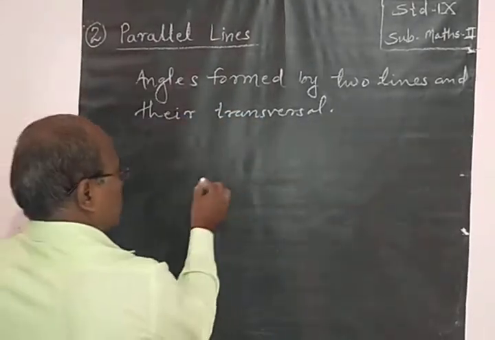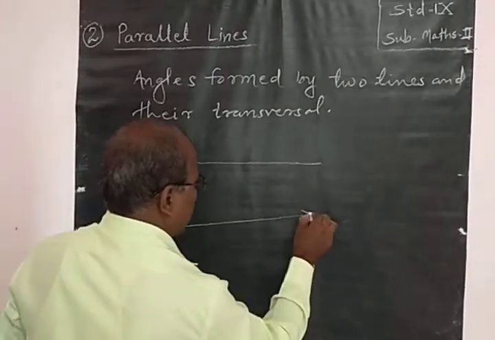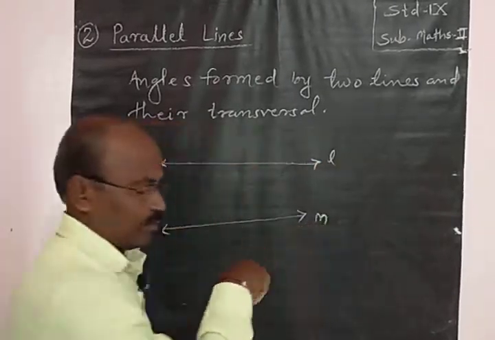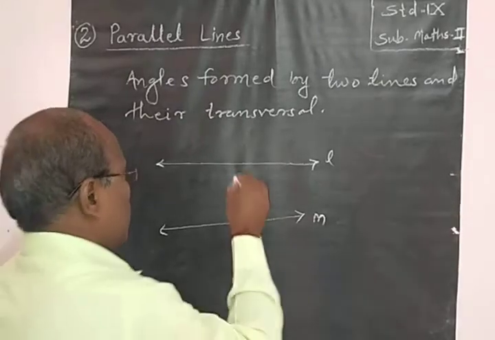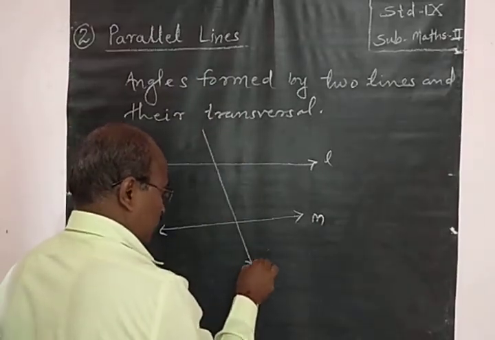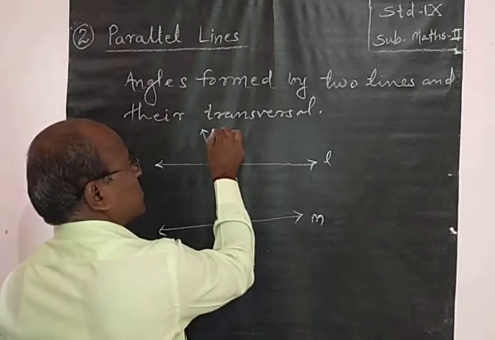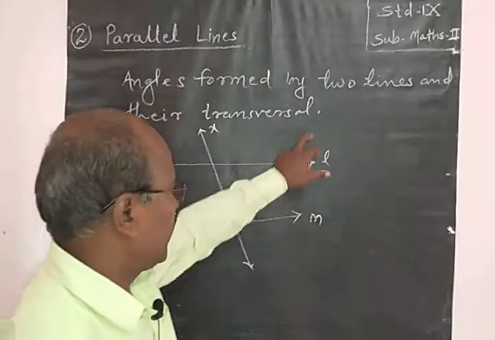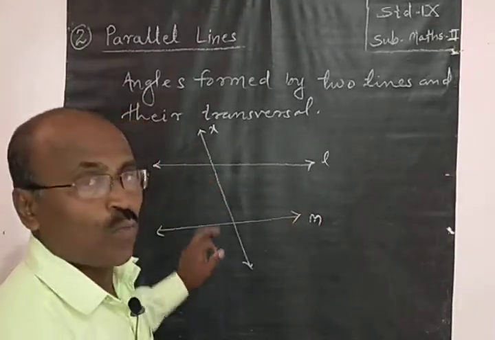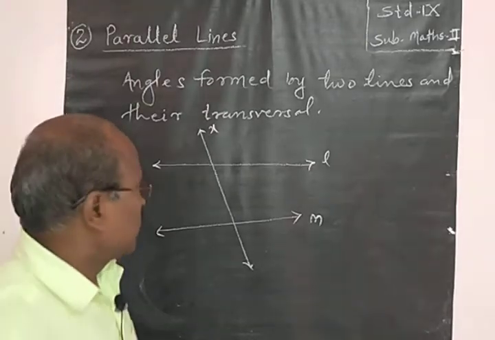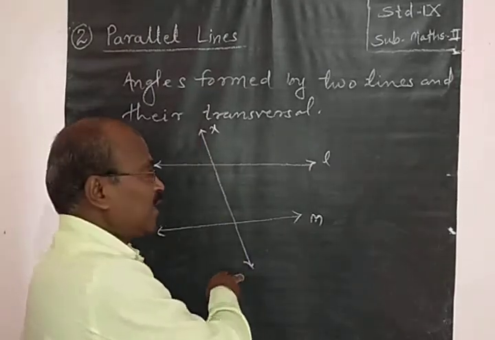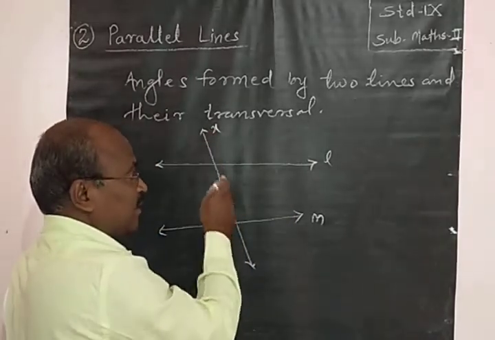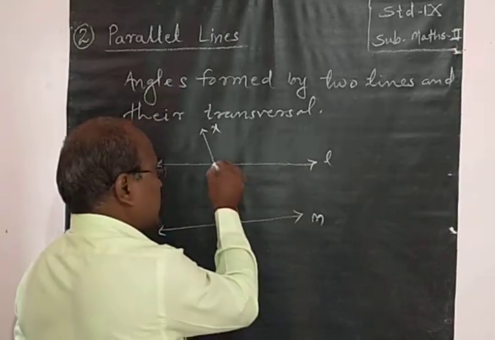Okay, suppose here these are the two lines, line L and line M. There is another line X which intersects these two lines at two distinct points. So here this line X is called a transversal of these two lines. The line X intersects the line L at this point.